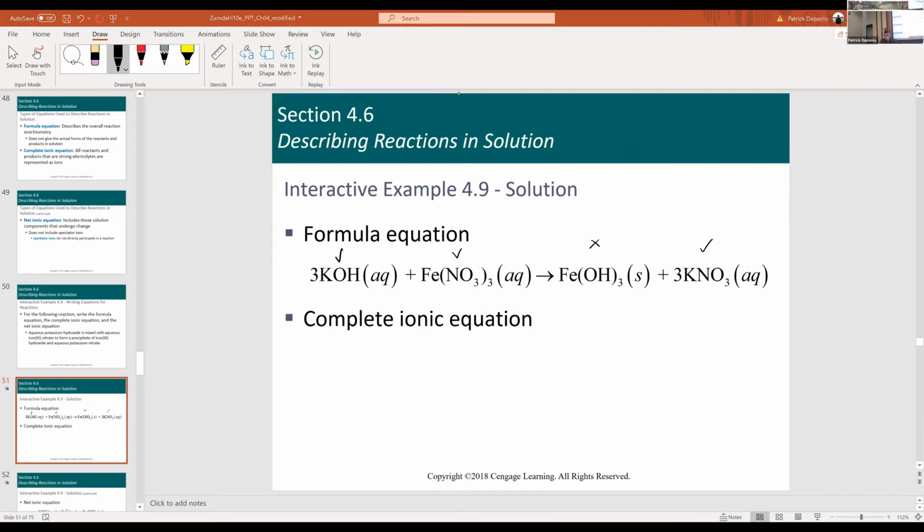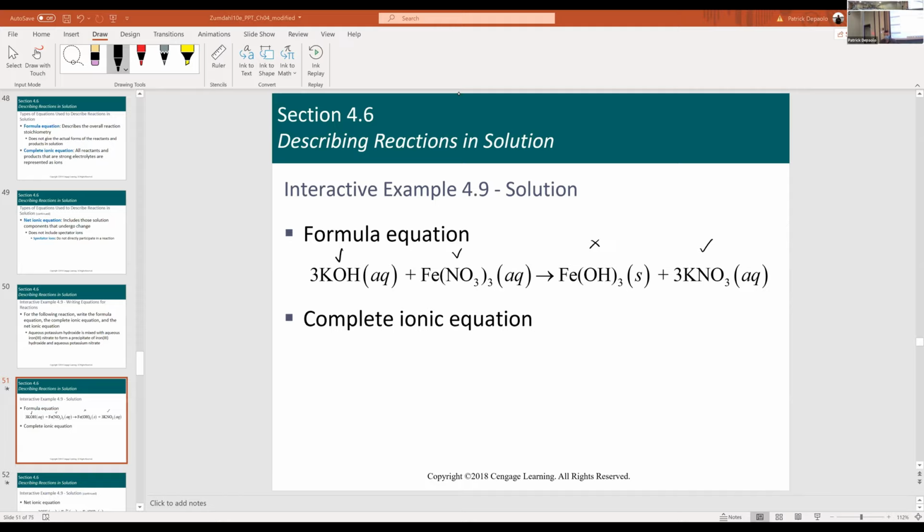So iron doesn't count as that, and it'll be insoluble. So now that we have the equation, we can figure out this next thing called the complete ionic equation. What this complete ionic equation represents is the behavior of the ions in water. So what ions are going to be present and what things are not going to be present as ions in the solution, throughout the equation.